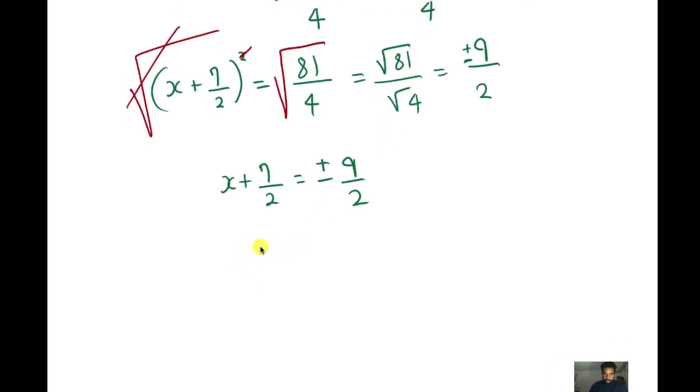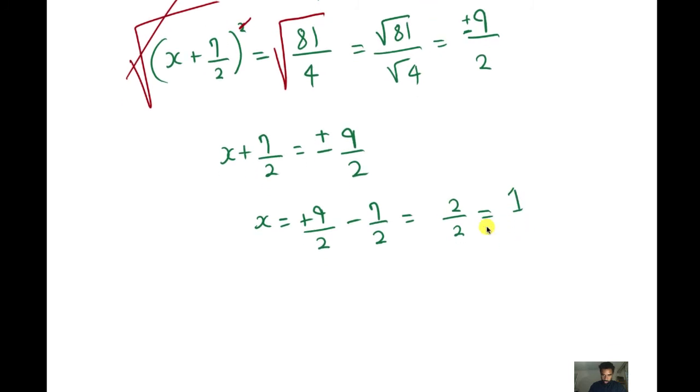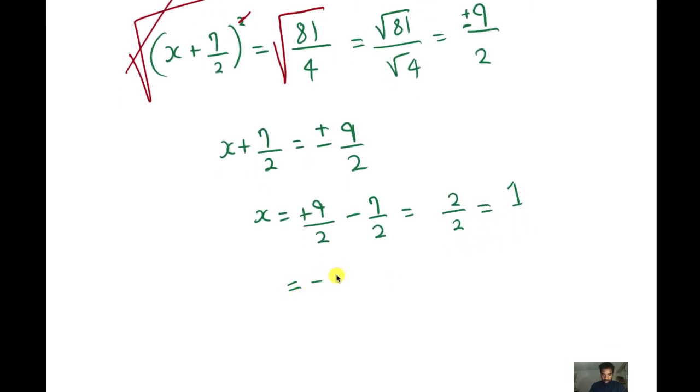Okay, and so now we have x is equal to either plus 9 over 2 minus 7 over 2, right? Subtracting 7 over 2 from both sides, which should give us 9 minus 7 is 2 over 2, which gives us 1. Or the other option is it's equal to minus 9 over 2 minus 7 over 2, which is equal to minus 9 minus 7, which is minus 16 over 2, which is equal to minus 8.